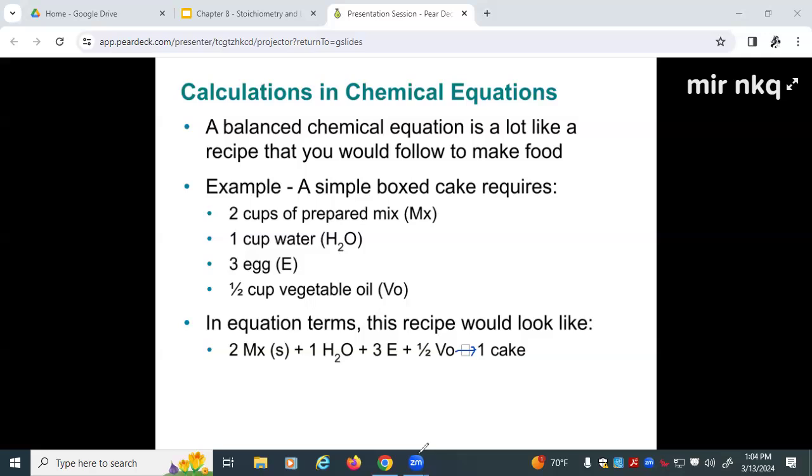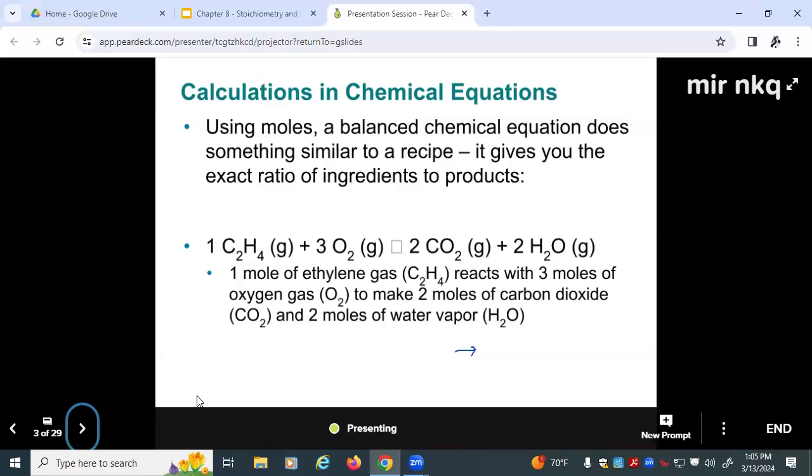And in this kind of way, I could also start to think about, well, what if I don't have 3 eggs? What if I only have 1? Could I still make a cake? Yeah, I would just have to adjust everything else, right? Well, that's kind of what's going on here with chemical reactions as well. Our balanced chemical equation ultimately tells us what the ratio of ingredients is going to be.